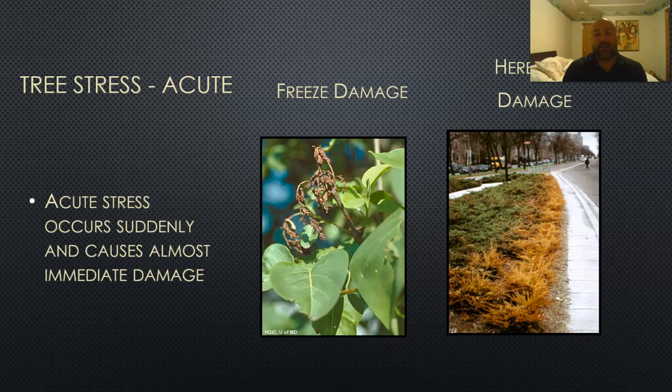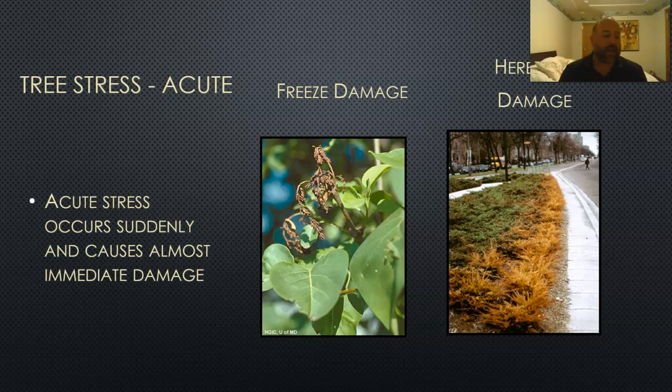So let's look at acute stress. That's stress that occurs suddenly and causes almost immediate damage, something like freeze damage, which just right away happens, and it's obvious. Your tree was fine. All of a sudden you had a hard freeze, and then you go out there the next week and you see something like this happen. It's obvious that it was fine before. Now all of a sudden you had this weather-related event happen, and now you have a result.